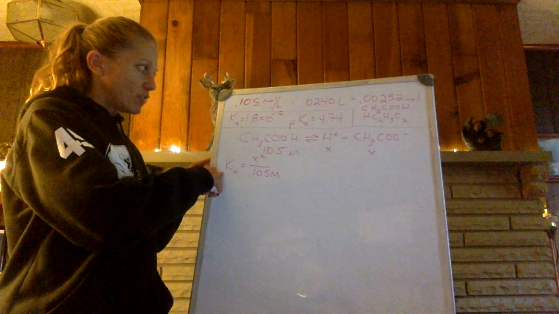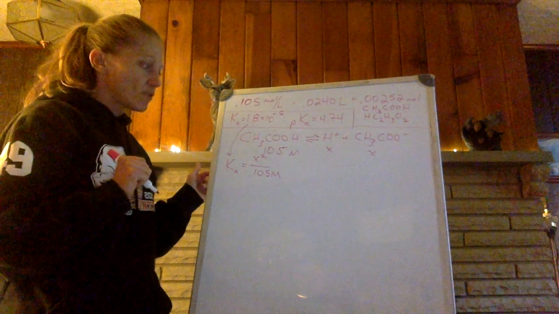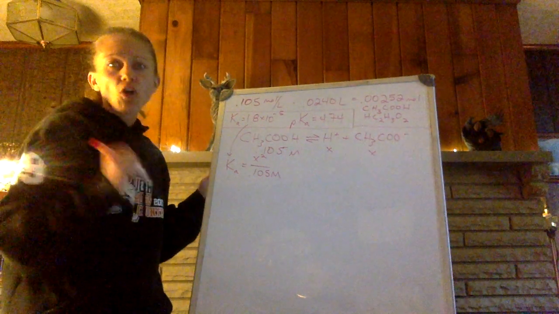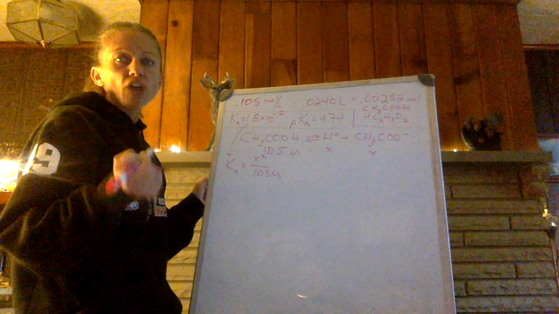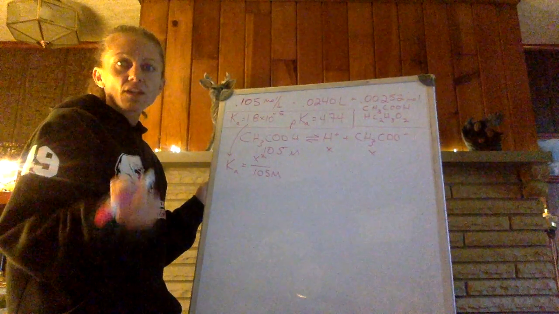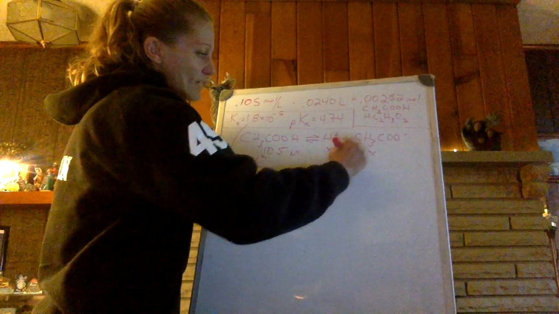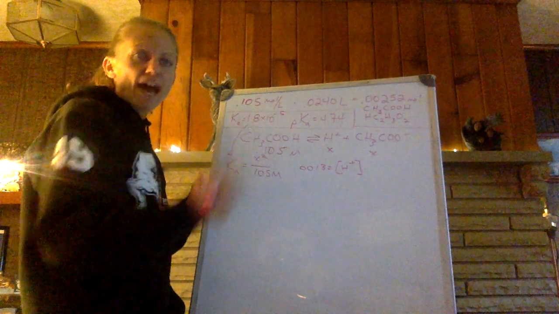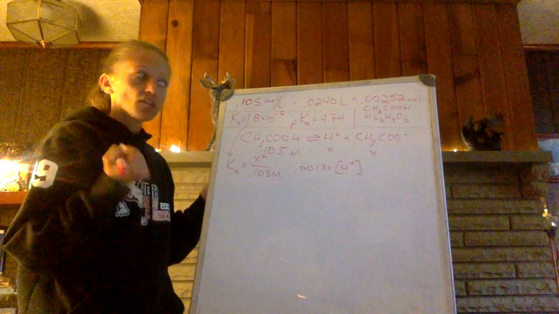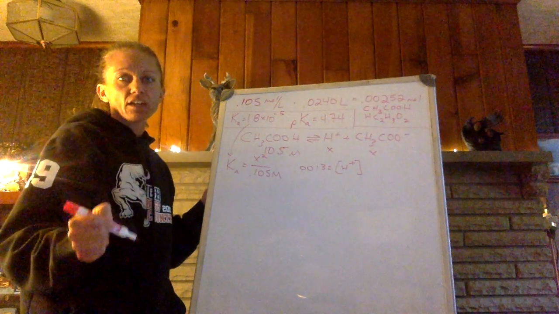And for this case, Ka would be 1.8 times 10 to the negative fifth. When I solve through for x, you can see on your paper, I got x is 0.0013 molar. That's going to be my concentration of hydrogen. So my pH, the negative log of that, is 2.86. Straightforward to get a pH before I add anything.